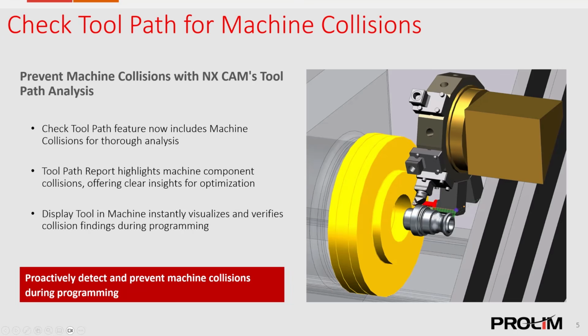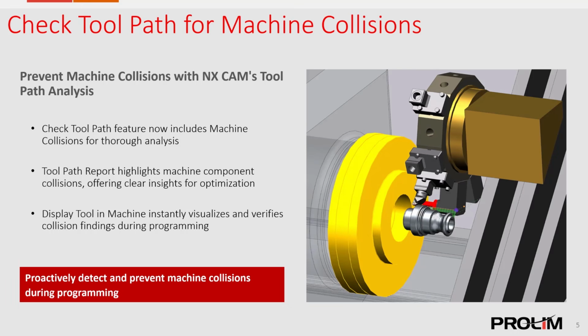Okay, so now coming to the collision detection and the toolpath verification. Another key advantage of machine powered programming is optimizing toolpath to avoid collisions. With the display tool in the machine feature, users can visually preview the machine. As you are already aware, this has been released in 2406. This allows for early detection of potential collisions.